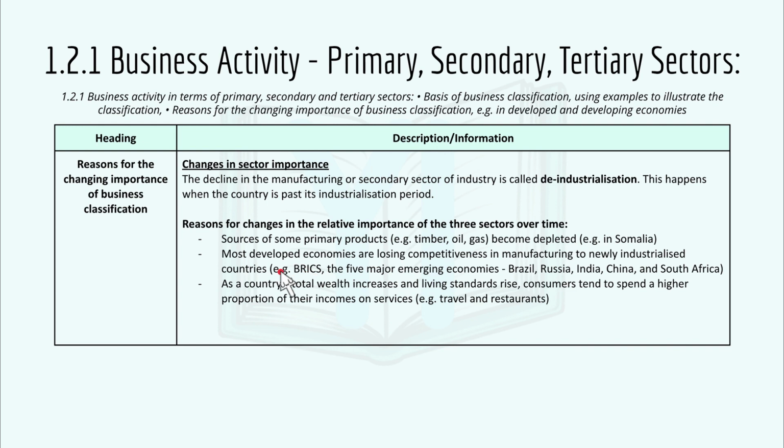And most developed economies are losing competitiveness in manufacturing to newly industrialized countries. For example, the acronym BRICS, they are the five major emerging economies, which stands for Brazil, Russia, India, China, and South Africa. And as a country's total wealth increases and living standards rise, consumers tend to spend a higher proportion of their incomes on services like travel or restaurants. And the reason for this is because they have more disposable income as they have higher salaries and they demand more and more.